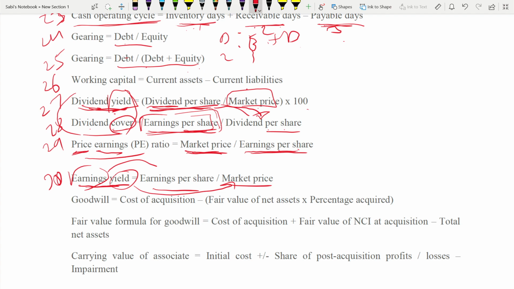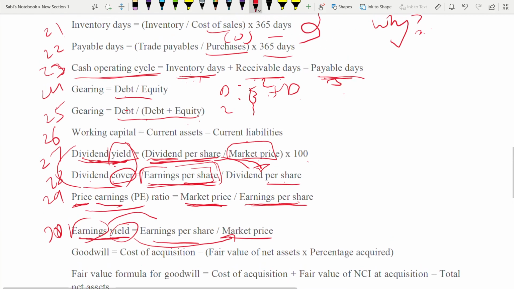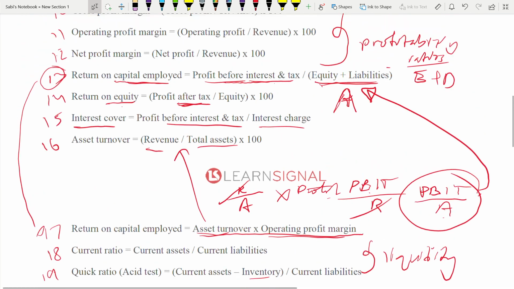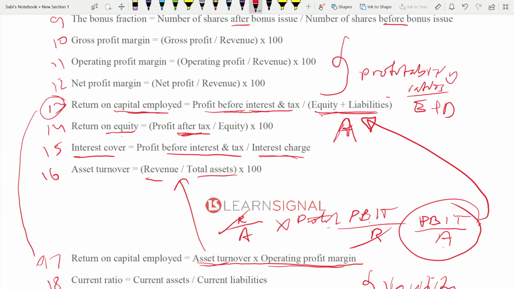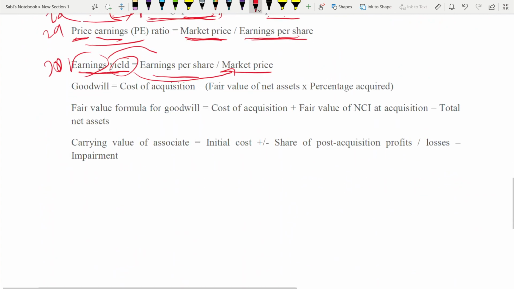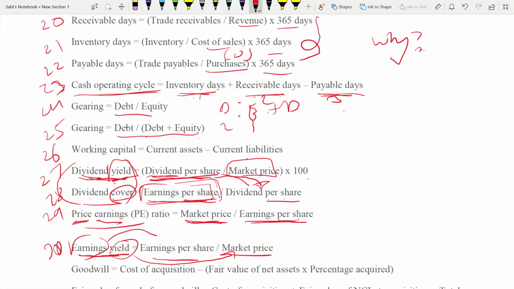Okay? Another way you can memorize the dividend cover. Look at interest cover. Profit before interest and tax divided by interest charge, right? So this cover means what? Earnings only. Earnings come up and interest goes down. Profit before interest and tax. Same way for dividend cover also. You see, earnings comes up, but it's earnings per share when it comes to dividend per share. You're not taking profit before interest and tax. And this dividend, before it was interest, now dividend. This dividend goes down. And this is also per share. That's the only difference. Otherwise, it's very similar to your interest cover.